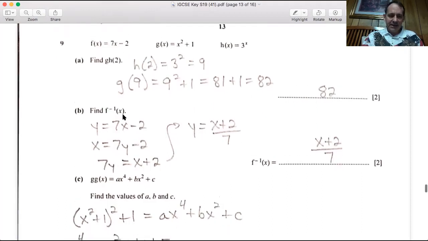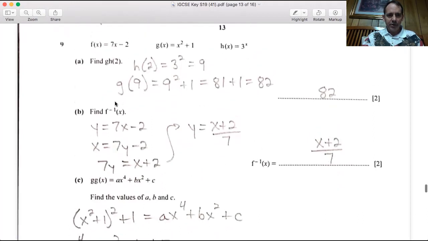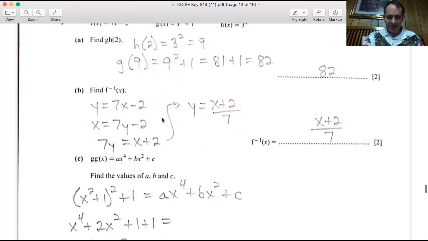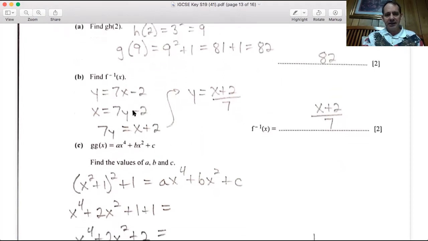Find f inverse of x. This means find the inverse function of f. So here's our 7x minus 2. Remember, your f of x can be replaced with a y equals 7x minus 2. So to find the inverse function, you follow 2 things: switch x and y, solve for y. Switch x and y, solve for y.